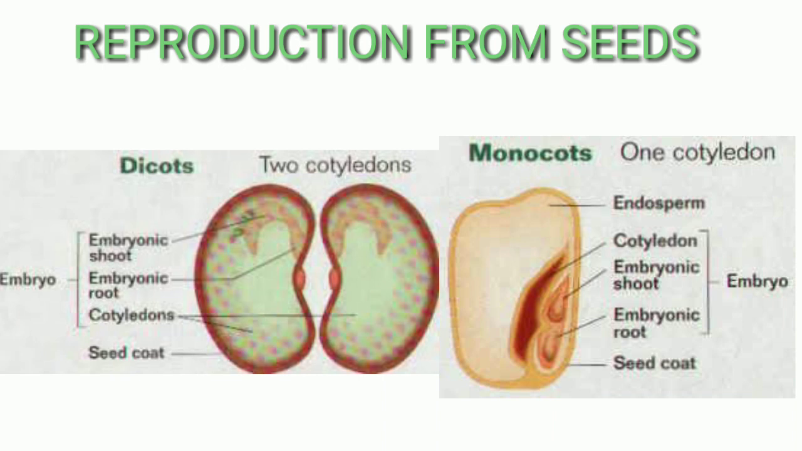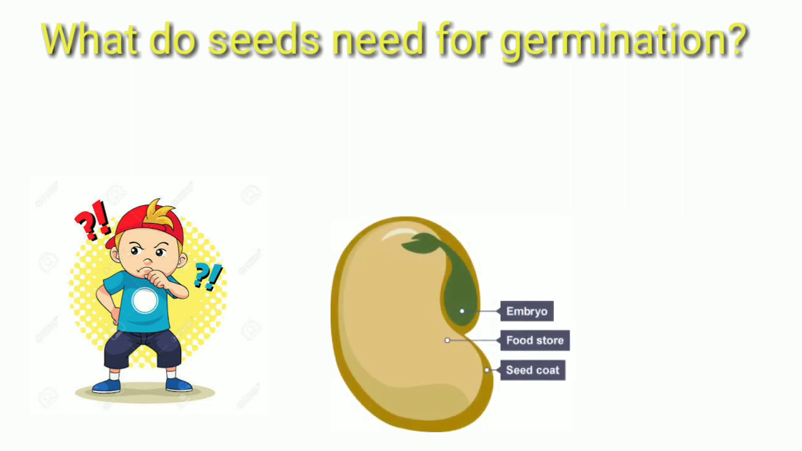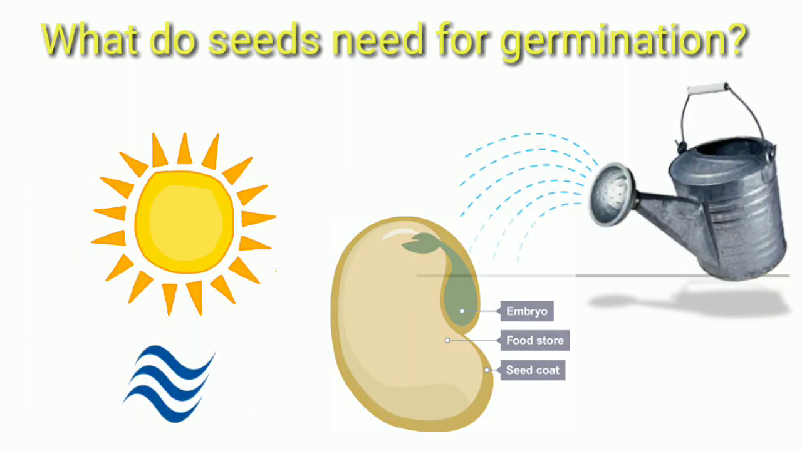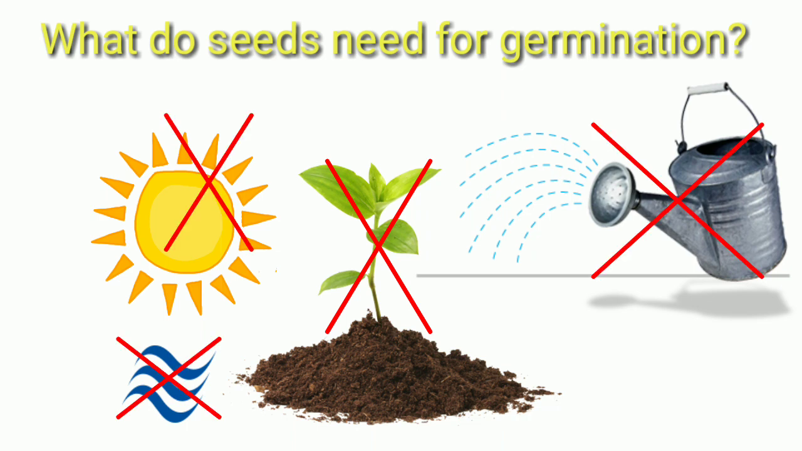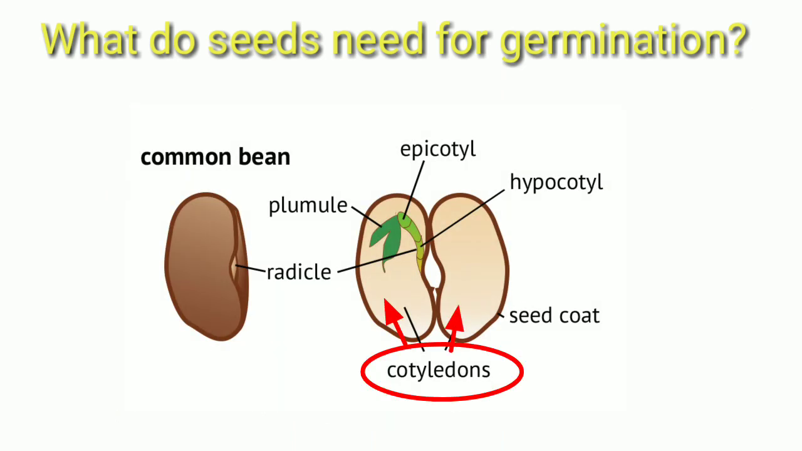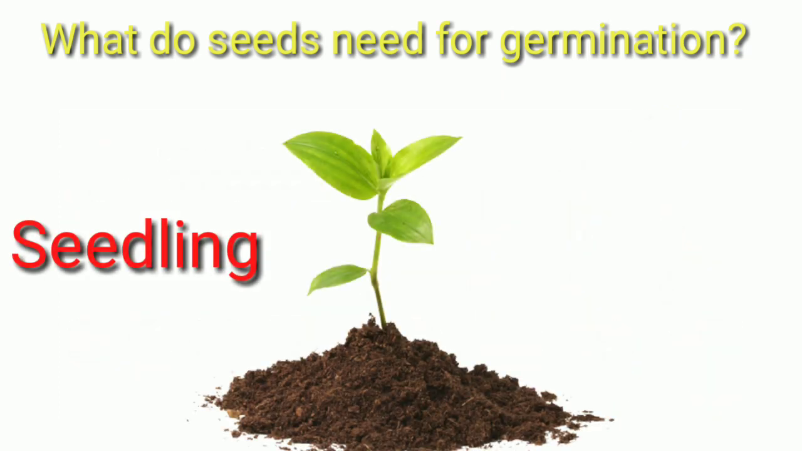Do you know what seeds need for germination? When seeds get enough water, air and warmth, they grow into new plants. They do not grow if one of these is missing. Seeds use the food stored in the cotyledons to grow. The growth of a baby plant from a seed is called germination. The baby plant is known as a seedling.